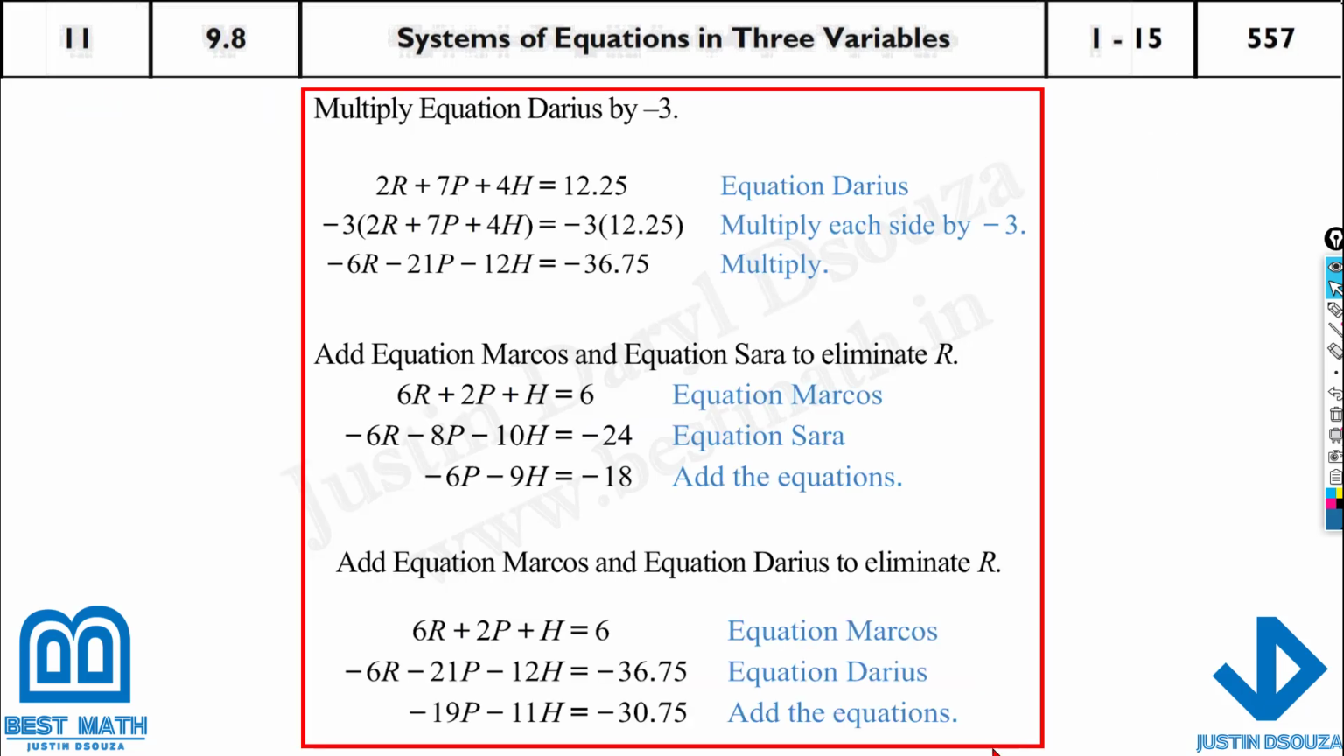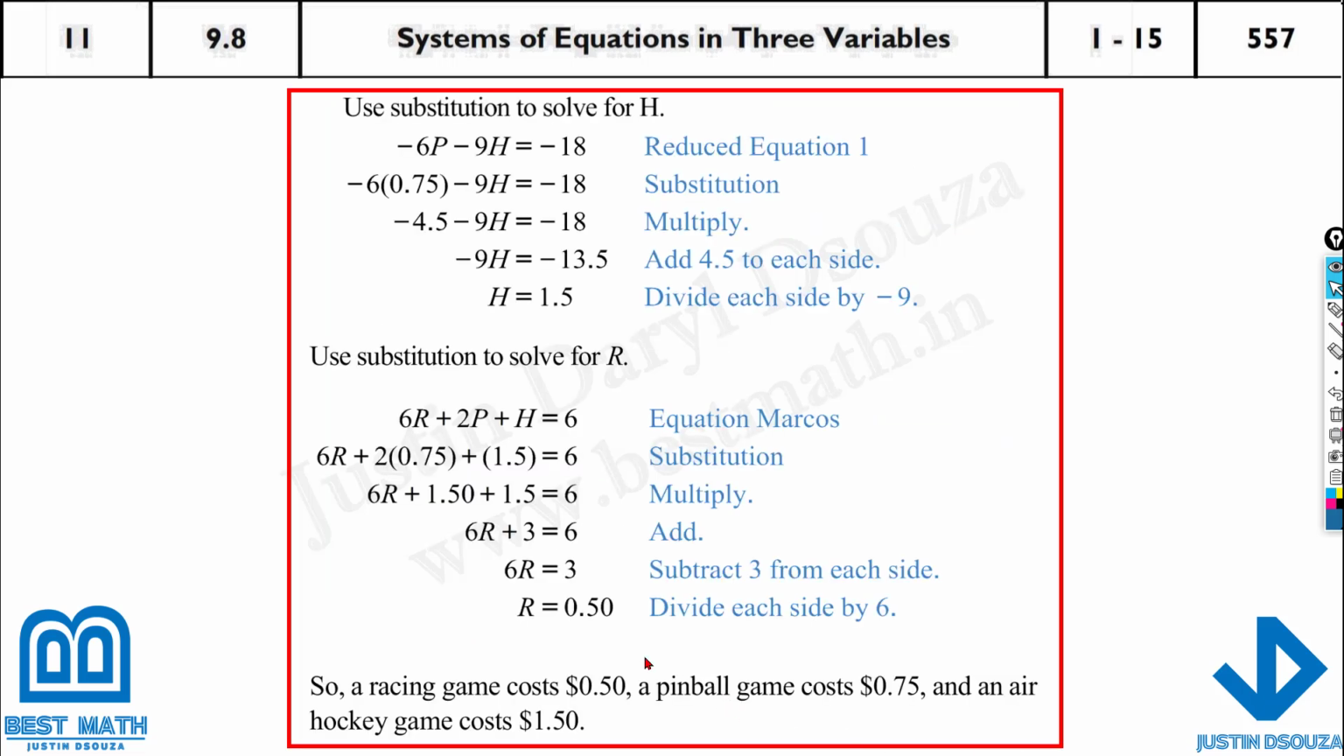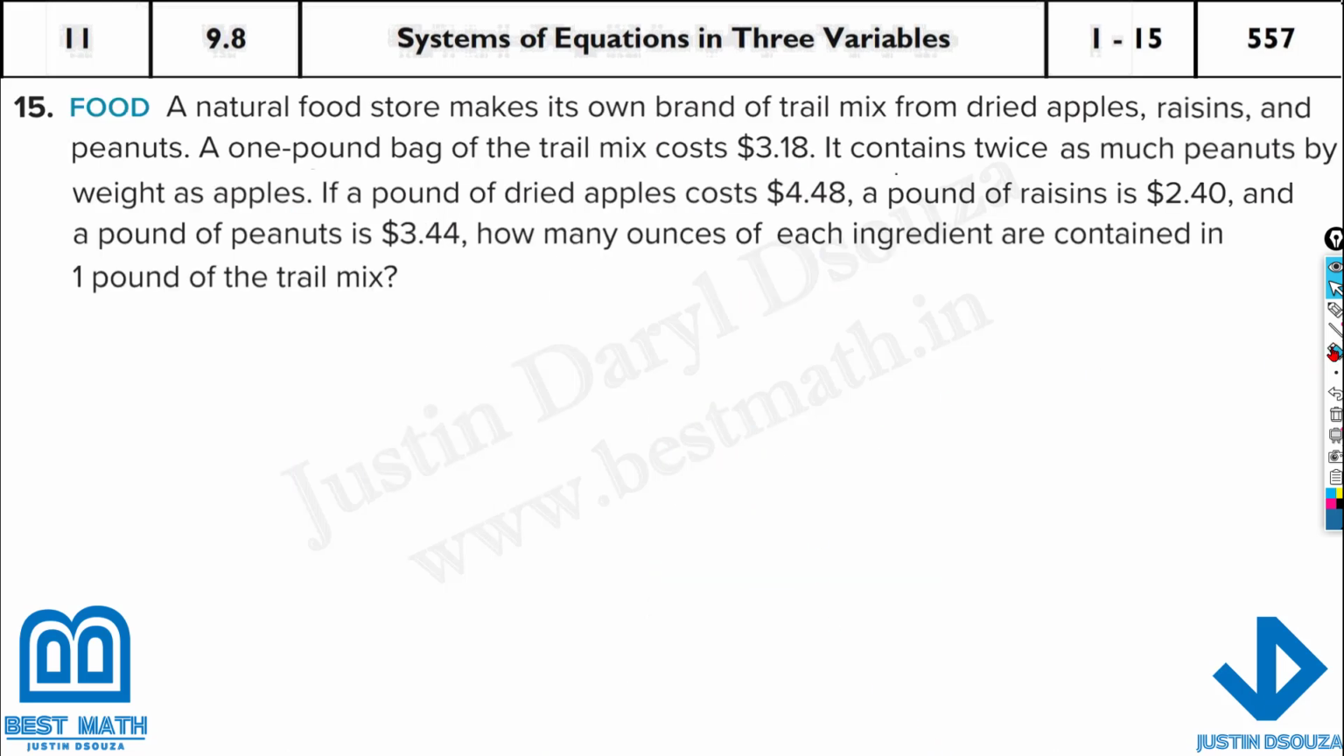So here we go. You can see that's how we solve it. And the final solutions would be the racing game was costing $0.5, whereas the pinball was 0.75 and the hockey game was $1.5. And the last problem here, a natural food store makes its own brand of trail mix from dried apples, raisins, and peanuts.